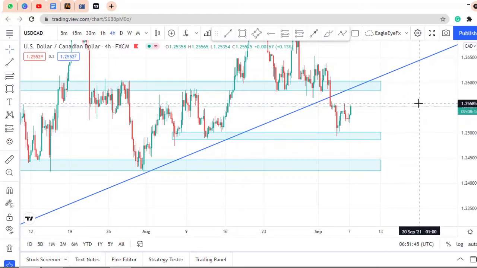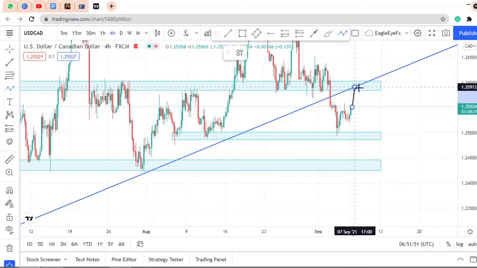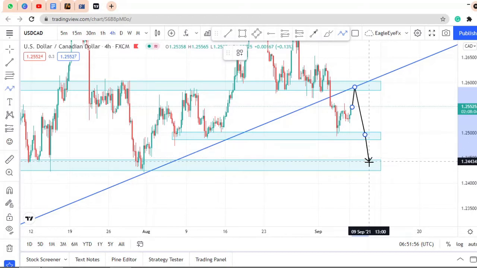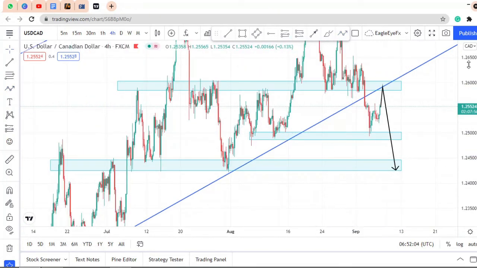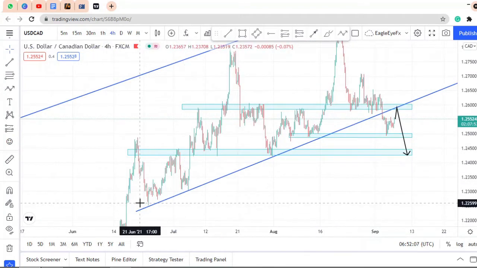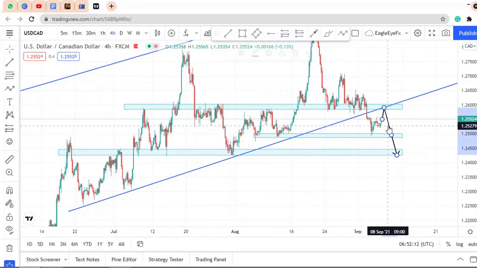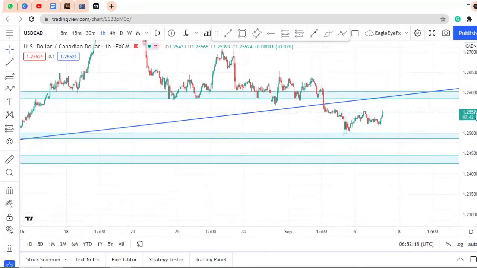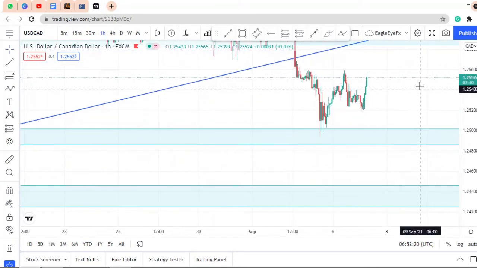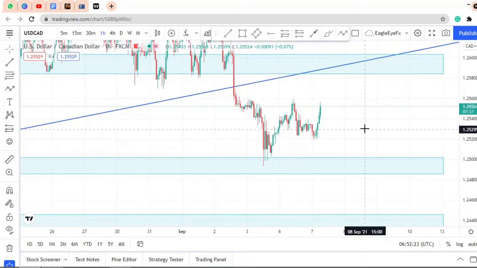So what I'll do is, personally, I'll wait for it to come here before I can enter my sell, target this as my first take profit, then target this as my second take profit. You can also still hold it up to down here. All right, but that is what I'll be interested in on USDCAD. Now let me see what's happening on the 1 hour time frame.